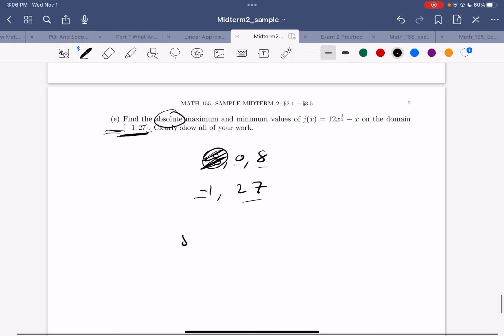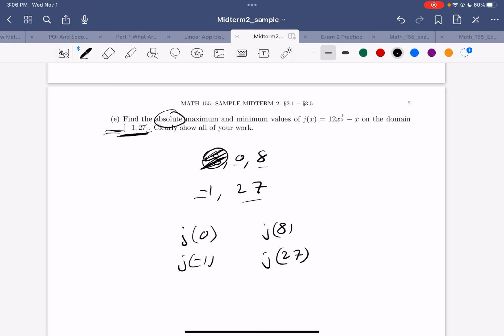Each of those 4 numbers you should plug into j. We need to figure out j of 0, j of -1, j of 8, and j of 27. If I plug in 0, I get 0. If I plug in -1, the cube root of -1 is -1, I'd have -12 plus 1, that's -11. If I plug in 8, the cube root of 8 is 2. That's 24 minus 8 is 16. And if I plug in 27, the cube root of 27 is 3. That'll give me 36 minus 3 is 33.